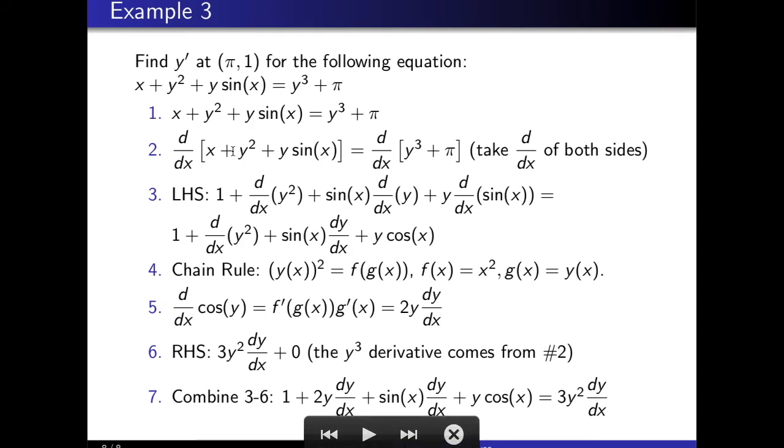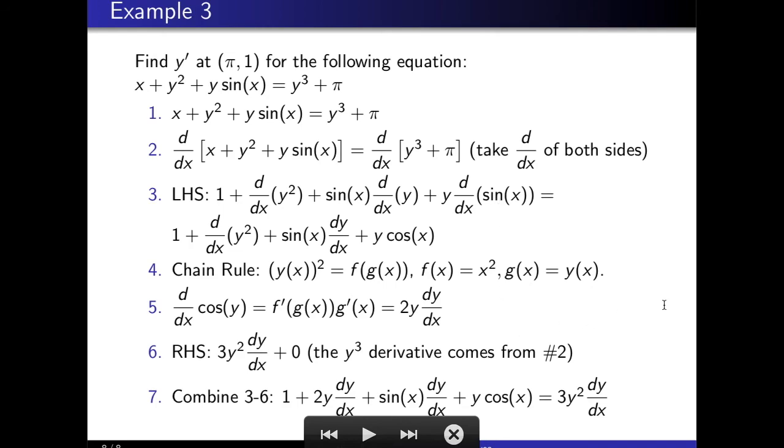So on our left-hand side, we have the derivative of x plus the derivative of y squared plus the derivative of y sine of x. The derivative of x is just 1 from our power rule. The derivative of y squared, we could pretty quickly from our chain rule find to be 2y dy by dx. And then the derivative of y sine of x, we'll get a product rule. So we'll get sine of x times derivative of y plus y times derivative of sine of x. So y cosine of x there.